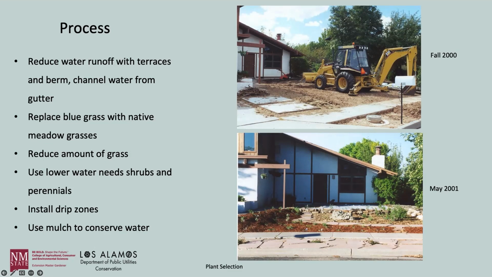I would plant lower water needs shrubs and perennials. And we also wanted a drip system. Up until then, we had just been running these long hoses with those little sprinklers that would crawl along. And then I would use mulch to conserve water. I'd learned all this stuff. I was going to do it all right. So we went ahead, and you can see in the upper picture, this was in the fall. And then the lower picture was the next spring.